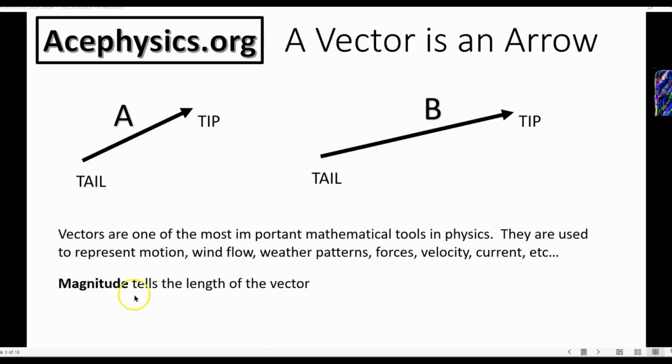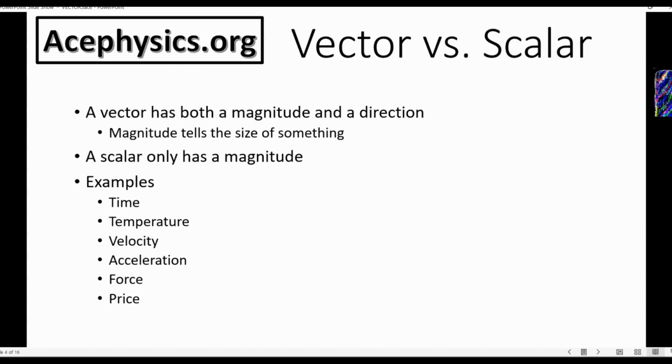The vector has a magnitude. The magnitude tells the length of the vector. So in this case, vector A has a smaller magnitude than vector B. A has a smaller magnitude than vector B because it has a smaller length than vector B does.